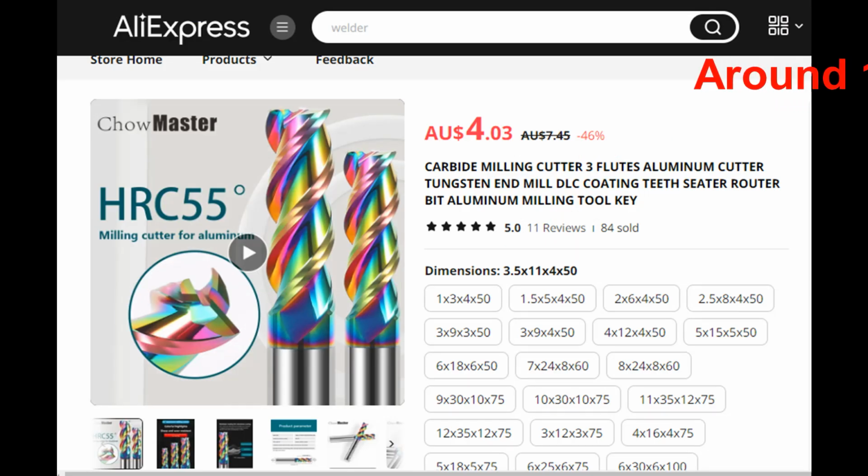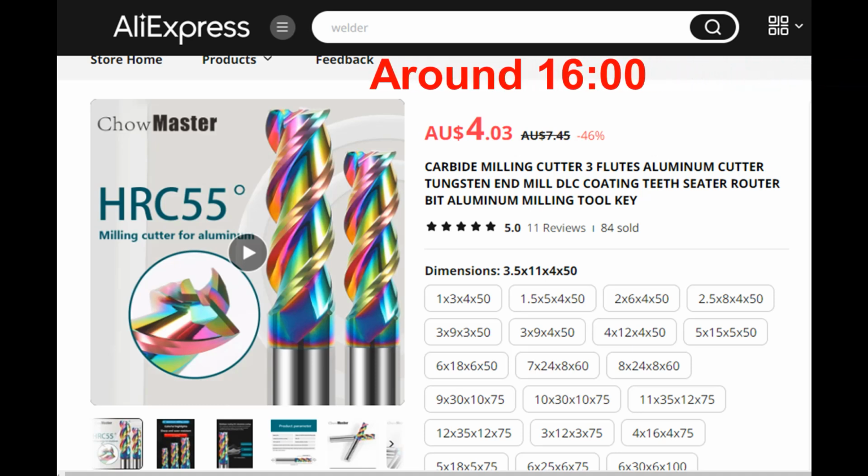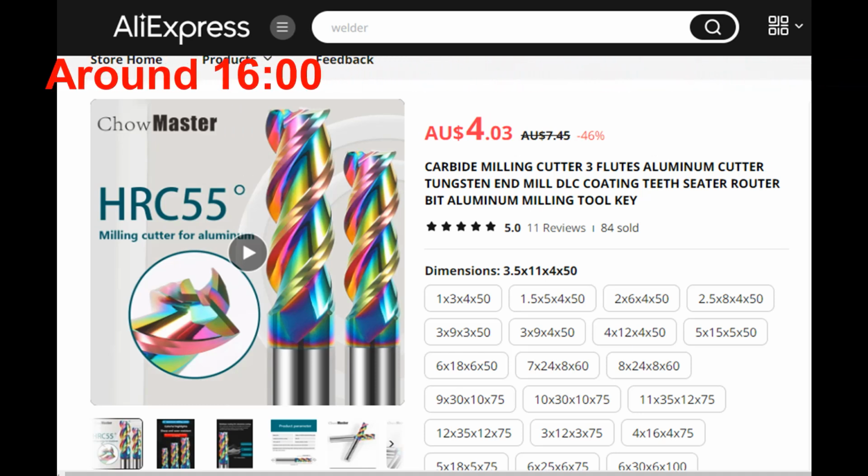Then I murdered some metal with some tri-flute end mills, and man, these things are sharp, just like Nathan isn't. Thanks guys.